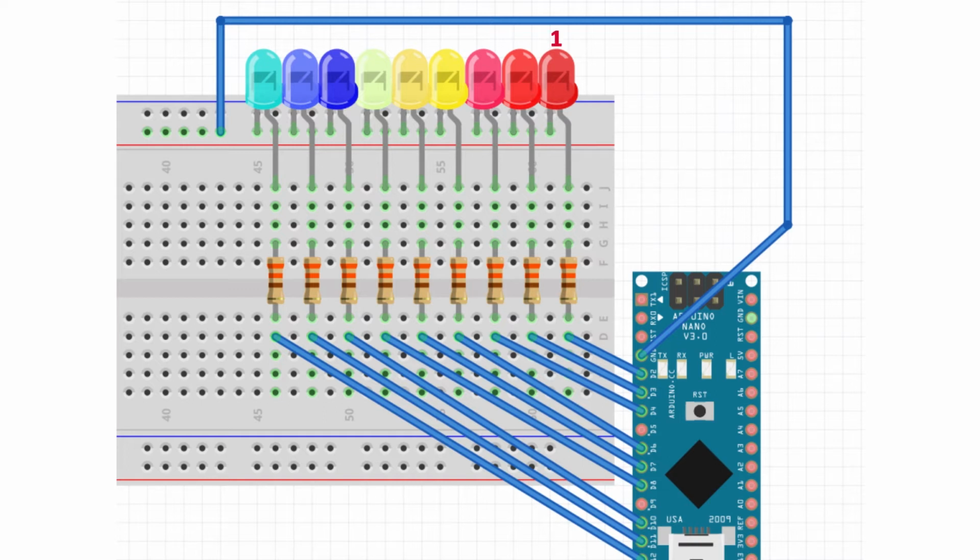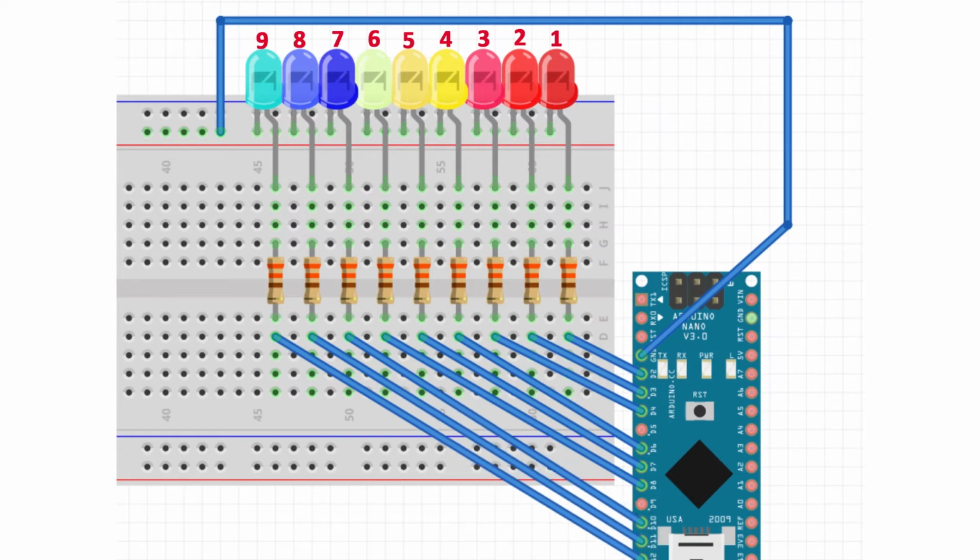Connect LED 1 to digital pin 2. Connect LED 2 to digital pin 3. Connect LED 3 to digital pin 4. Connect LED 4 to digital pin 6. Connect LED 5 to digital pin 7. Connect LED 6 to digital pin 8. And likewise for LED numbers 7, 8, 9, connect those to D10, D11 and D12 respectively.